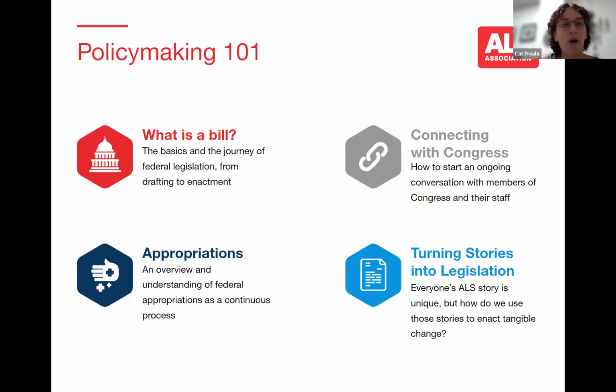But we're going to talk a little bit about what is a bill, how a bill gets made, the appropriations process, which is a huge part of the ALS Association's advocacy work, what connecting with Congress looks like and how to start that connection, and turning stories into legislation.